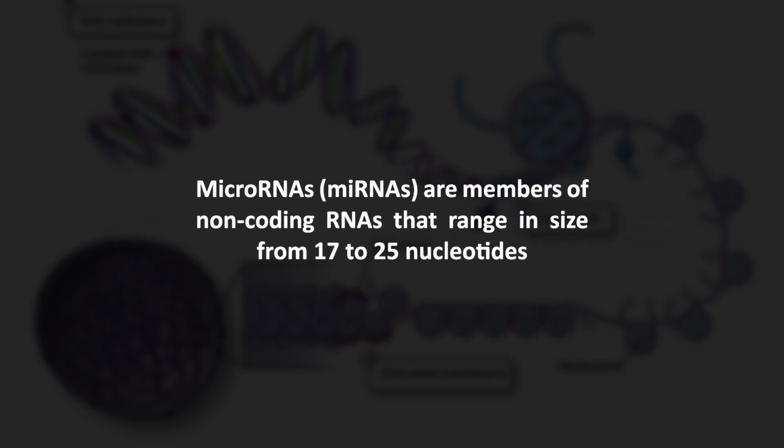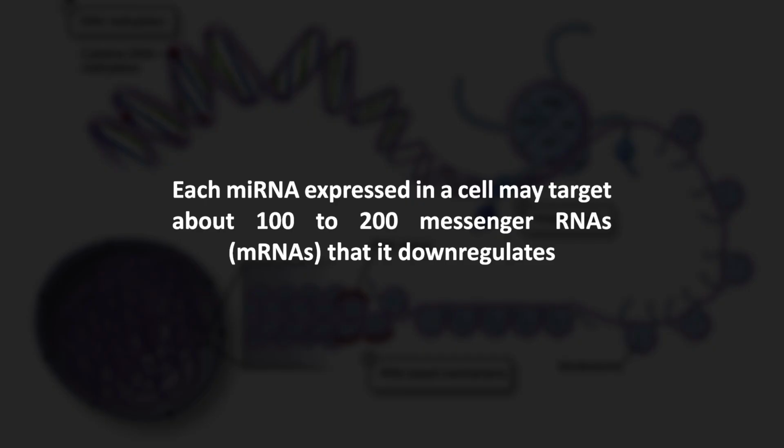Dear students, let's now discuss microRNAs. MicroRNAs or miRNAs are members of non-coding RNAs that range in size from 17 to 25 nucleotides. miRNAs regulate a large variety of biological functions in plants and animals. So far, about 2,000 miRNAs have been discovered in humans, and these can be found online in a miRNA database. Each miRNA expressed in a cell may target about 100 to 200 messenger RNAs that it downregulates.